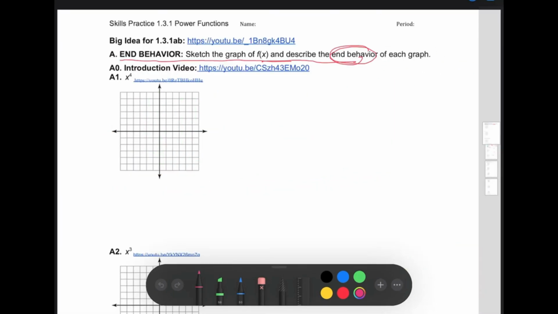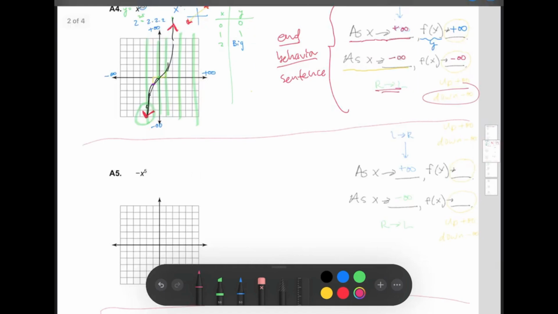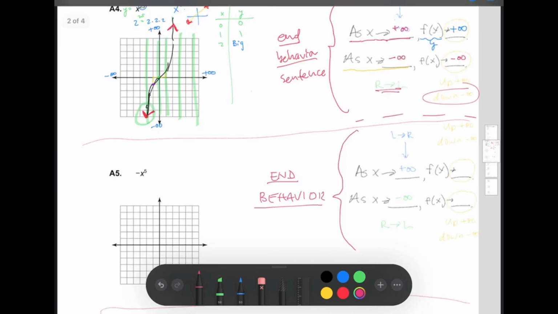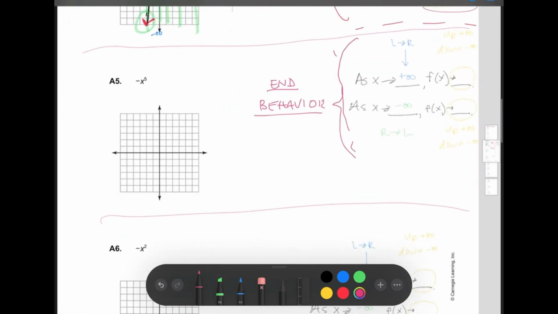All right, let's go for question A5. Let's read the directions. End behavior. Sketch the graph of f of x and describe the end behavior of each graph. What is end behavior? End behavior is this sentence, right? So anytime you see this word, end behavior, you're going to write this sentence over here to the right. This one right here. Okay?